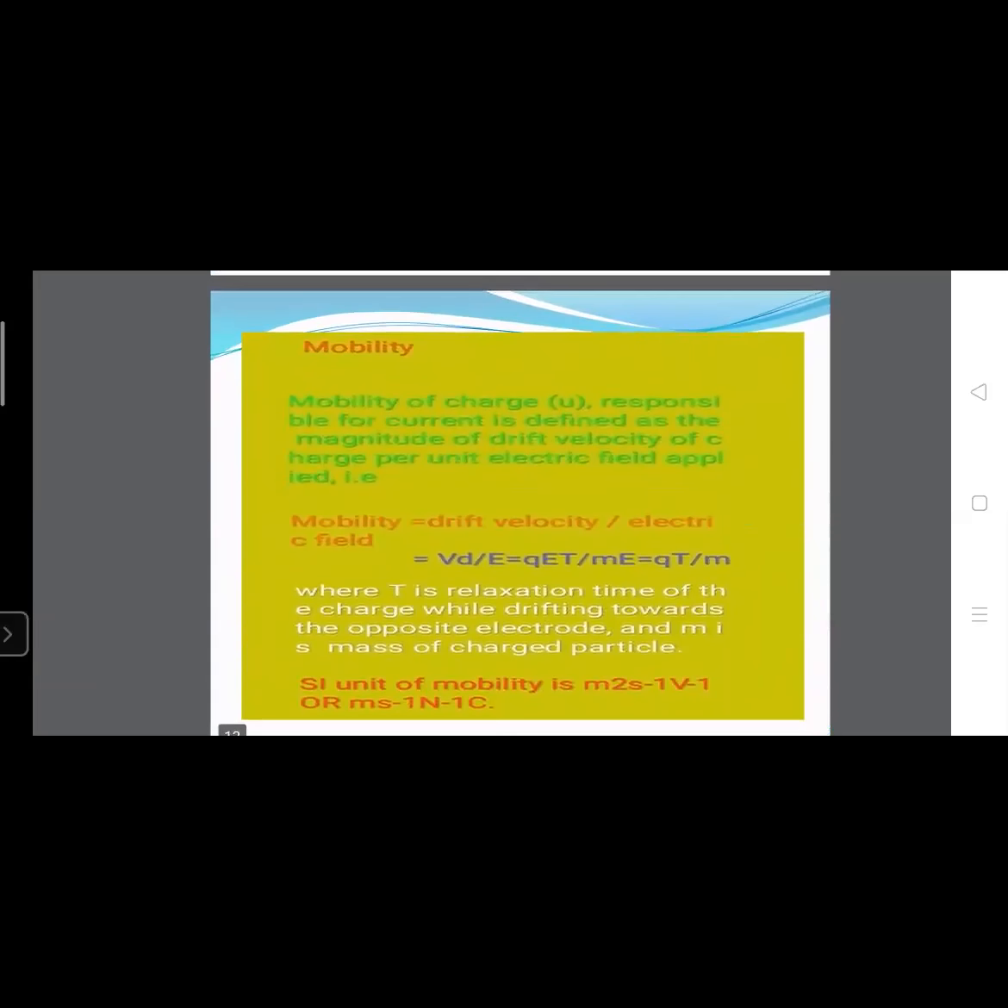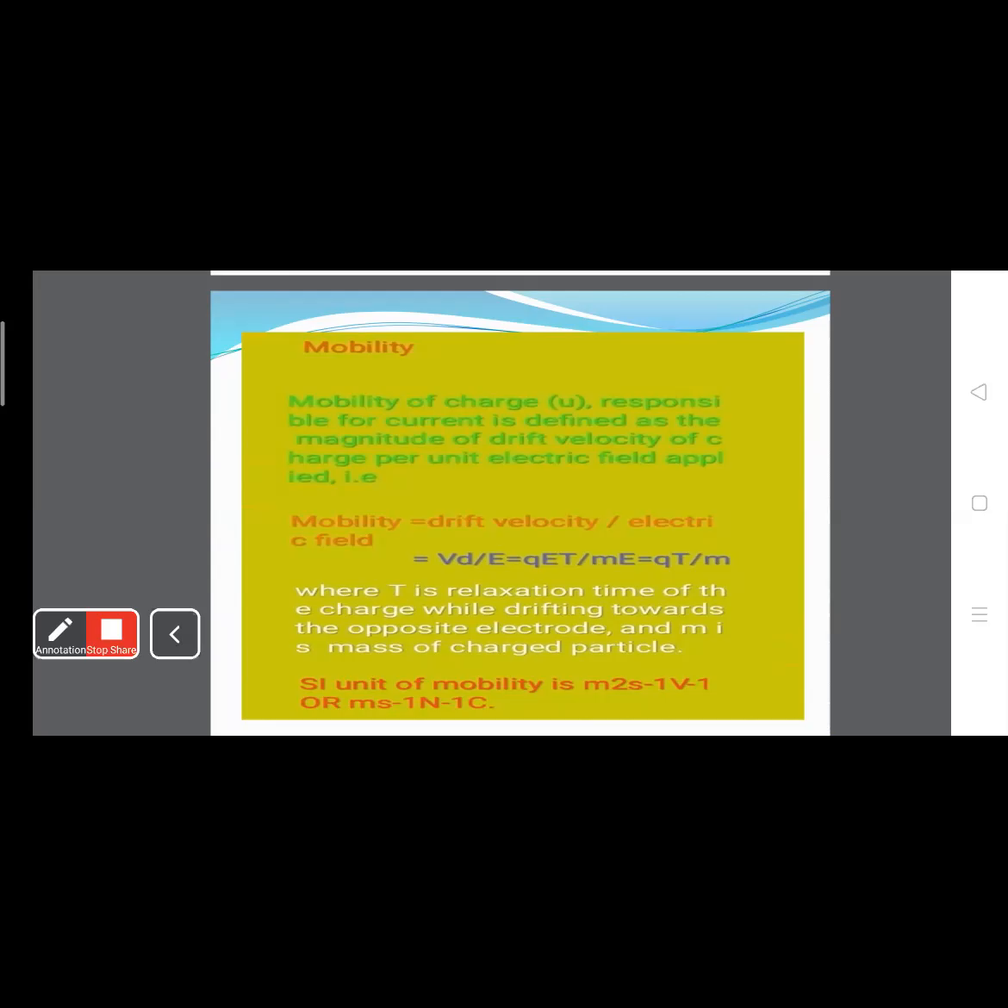So now what is mobility? Next topic is mobility. Mobility of charge responsible for current is defined as the magnitude of drift velocity of charge per unit electric field applied. Clear? So mobility is a physical quantity which measures the ease of drift of charge carriers constituting electric current in a medium. Clear? So mobility is given by mu equal to Vd upon E, drift velocity per electric field.